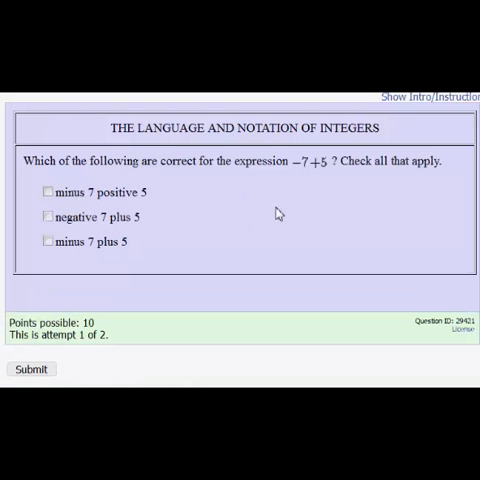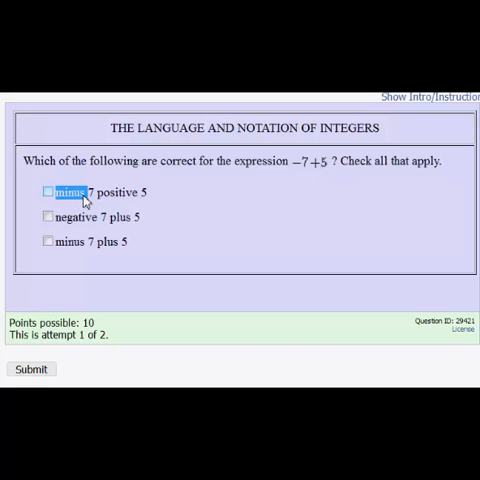In this example, we have two numbers. This could be read negative 7 or the opposite of 7. In between the number negative 7 and 5, we have an operator then. The fact that the symbol is between two numbers, negative 7 and 5, we would read this as plus. So you could read this as the opposite of 7 plus 5, but it's typically read negative 7 plus 5.